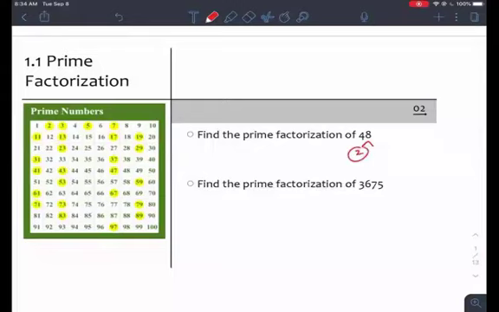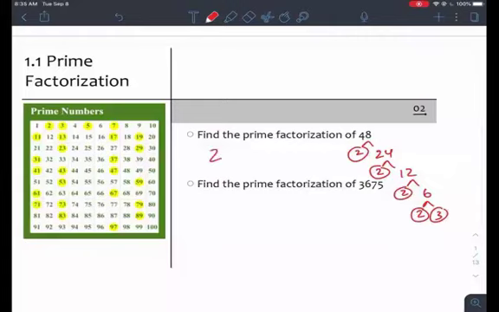So if you take out a 2, leaving a 24, from 24, you can take out a 2 again, leaving 12. From 12, you can take out a 2 once again, leaving 6. And now from 6, you can take out a 2 and a 3. So that is a factor tree for your prime numbers that form 48.